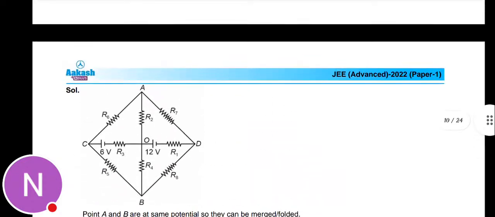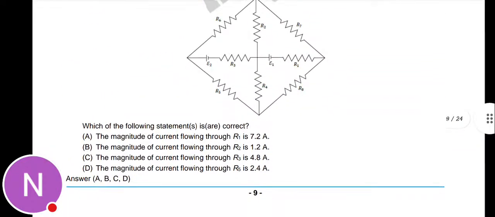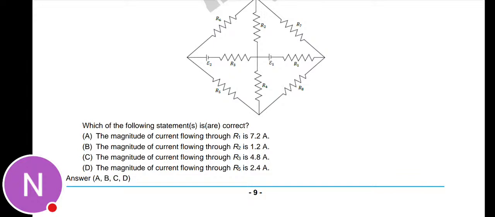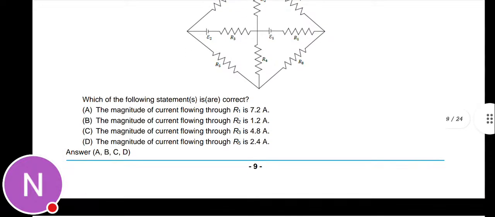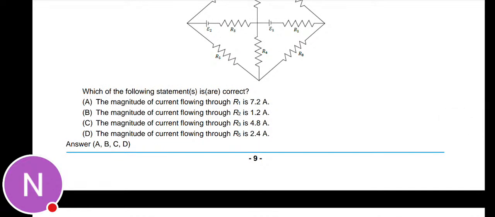Right, 2.4 ampere is the answer we'll get. So here are all the options. Option 1 is given: R1 is 7.2 ampere, R2 is 1.2 ampere, the magnitude of the current flowing through R3 is 4 ampere, and the magnitude of current flowing through R5 is 2.4 ampere. So we got all the answers as correct.